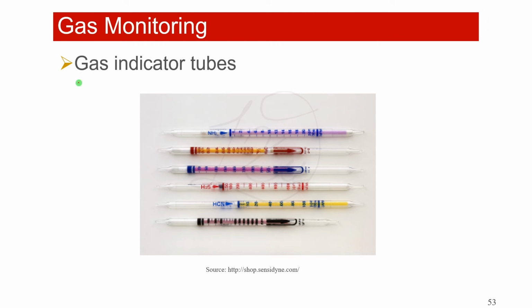One of the basic tools is the gas indicator tube. Different tubes are for different types of gas. When we use it, we need to break the two ends of the tube and push air through the tube. There is a chemical material that changes color according to the gas that it measures. So we can read off the concentration based on the color indication lines.